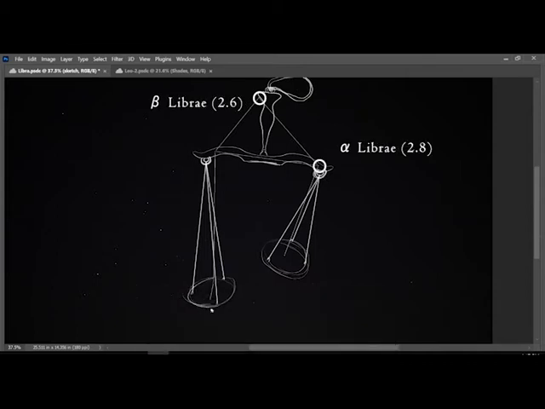So, pop quiz, which star is brighter, Alpha or Beta Librae? In my previous video, I explained that a star whose magnitude is a lower number is actually a brighter star. So, that means Beta Librae is just a bit brighter. But they're both very similar, so you probably can't really see the difference.